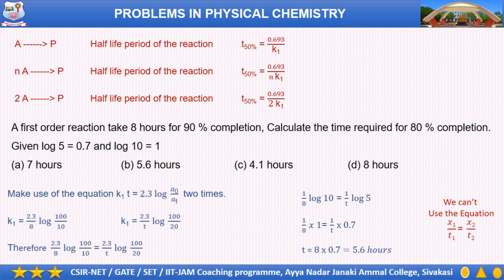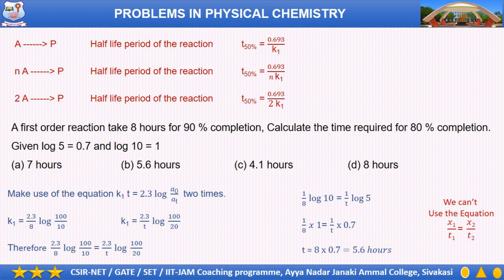And here two sets of data are given. For 90% completion, 8 hours is given, and for 80% completion, the time is required. So, direct substitution: you have to make use of this equation 2 times. K1 is equal to 2.3 by T into log of N0 by N. This is the equation. First apply it for 90% completion: 2.3 by 8 hours.